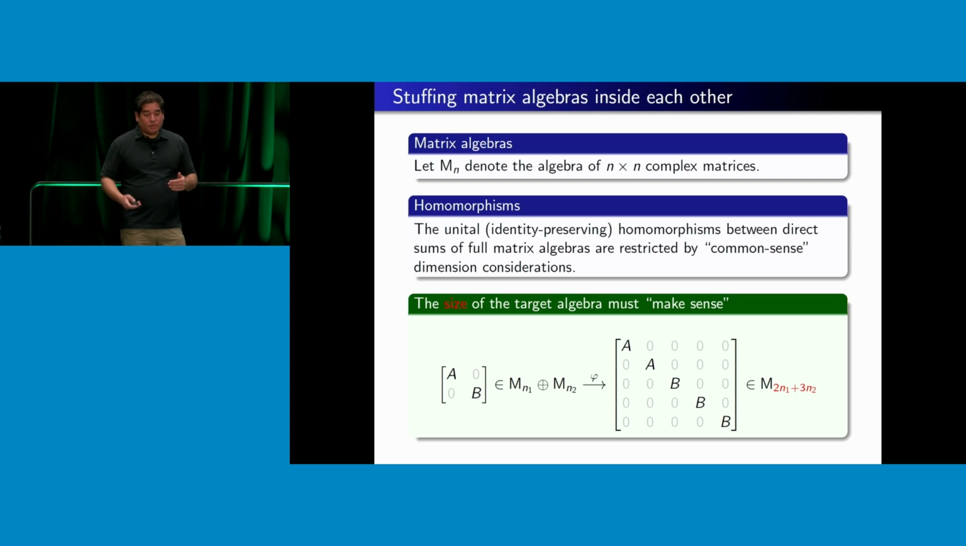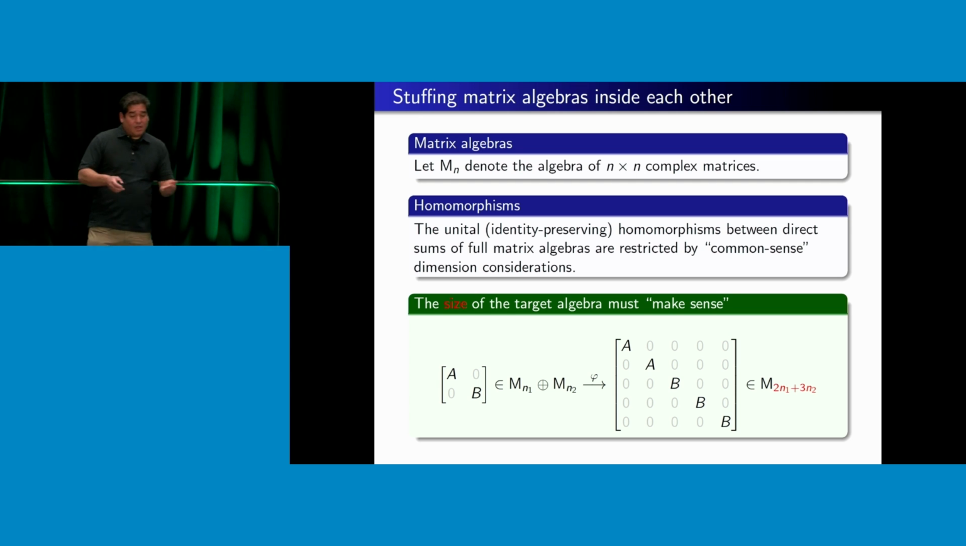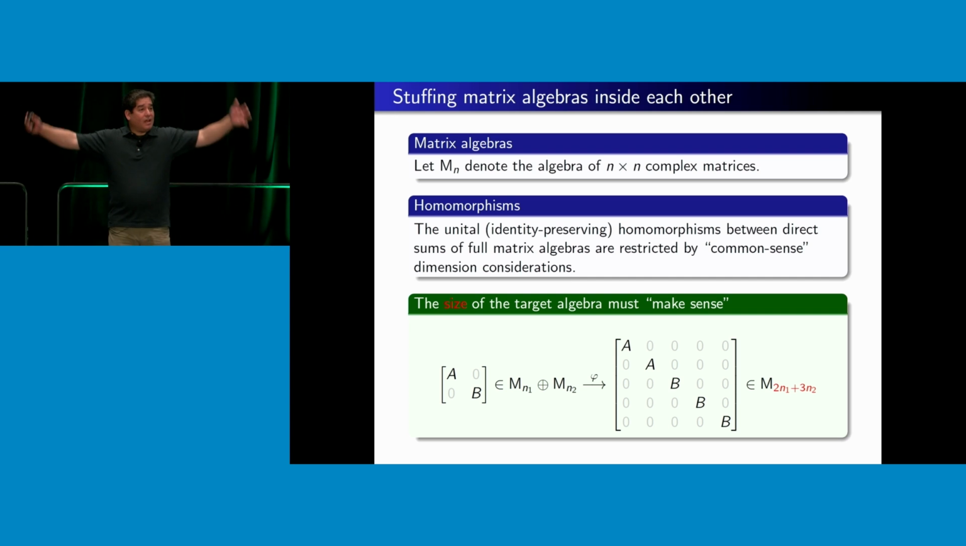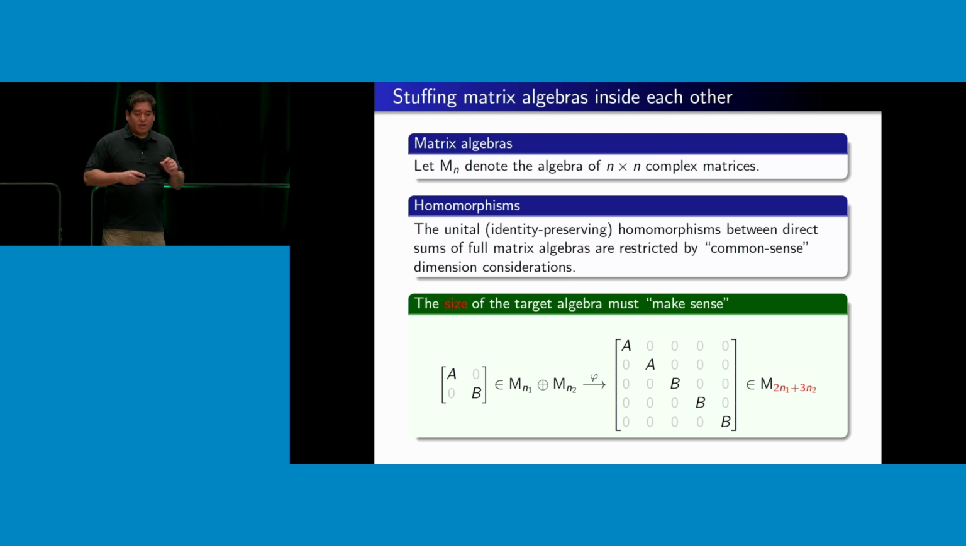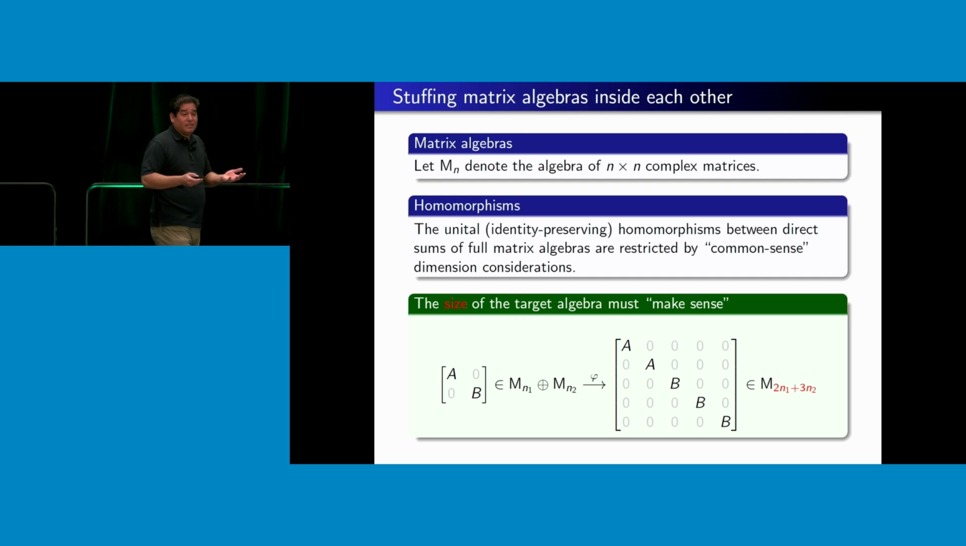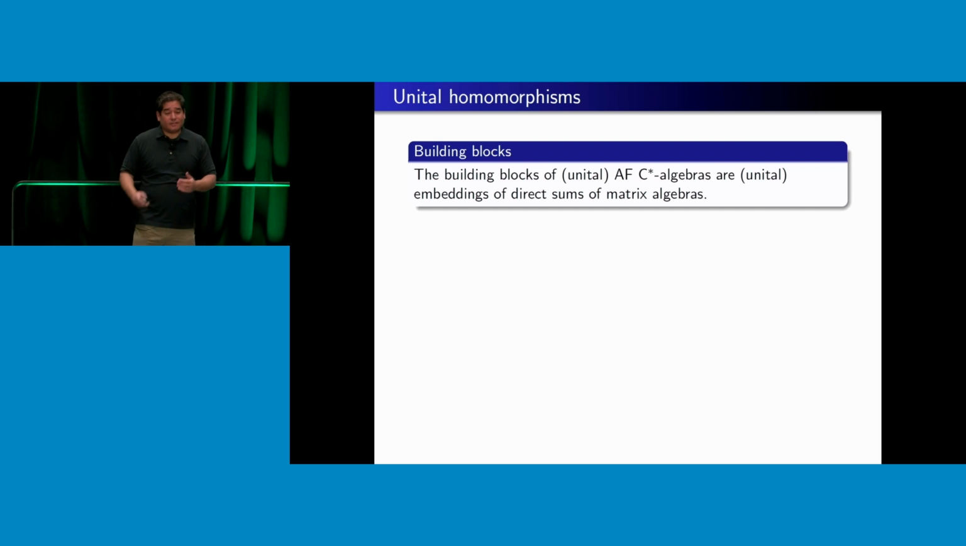Right? So in this example, you can see the sizes have to work out. The size of this big algebra that I'm stuffing things into, in this case, is 2n1 plus 3n2. It looks like a numerical semigroup sort of idea. And in fact, that's really the main constraint there: the box sizes have to make sense.